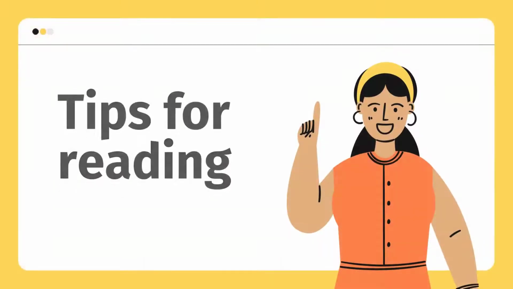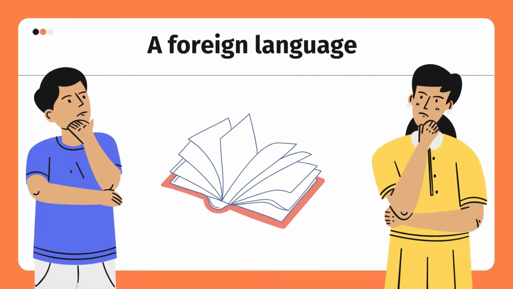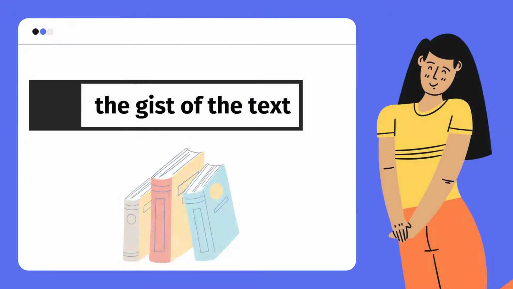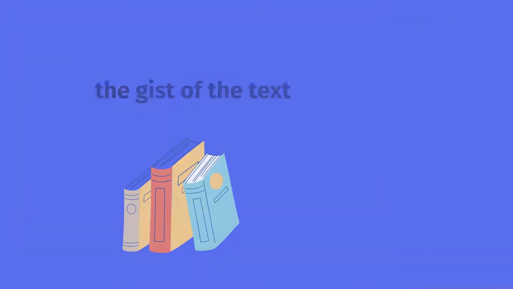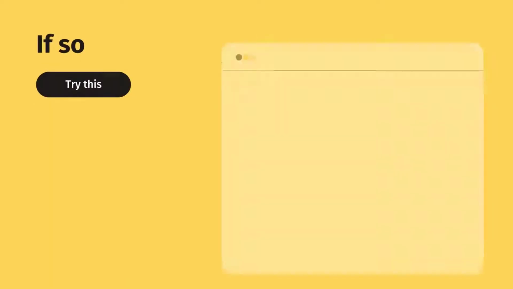Today, I'm going to talk about the tips for reading. When you're reading in a foreign language, you should try to get the gist of the text. You will meet vocabulary you don't recognize, but you can often go through the text again. If so, try this.